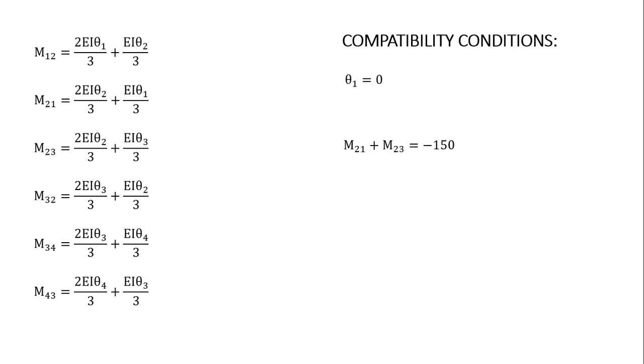Bakit negative? Mamaya malalaman ninyo kung bakit, no? Okay. Dahil walang naka-apply na moment dito, that is equal to 0. Moment 3, 2 plus moment 3, 4 is equal to 0. And lastly, theta 4 is equal to 0. Okay, bakit kaya negative yung 150 rito?